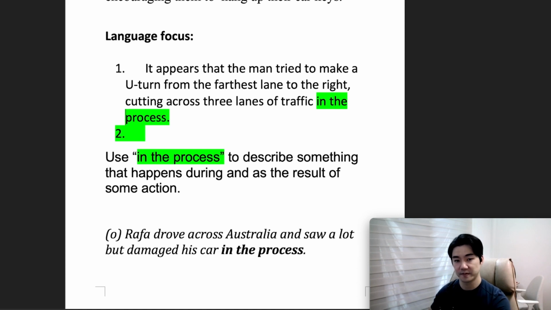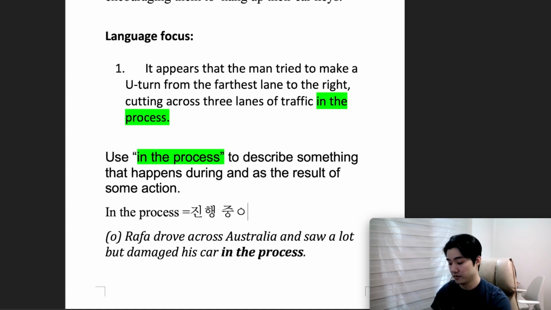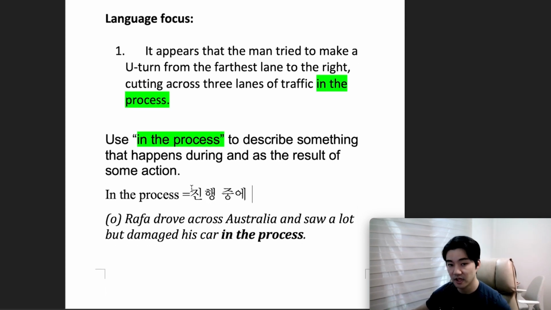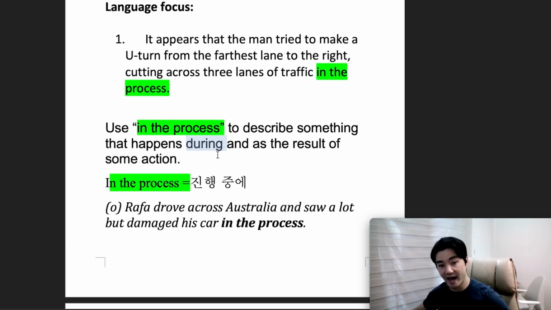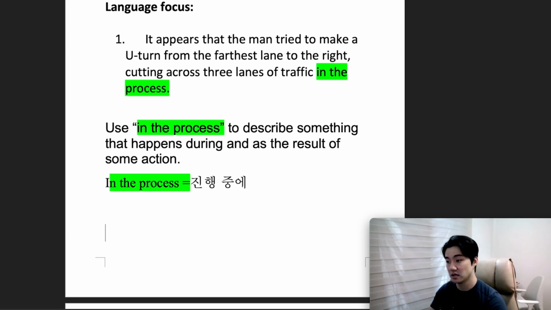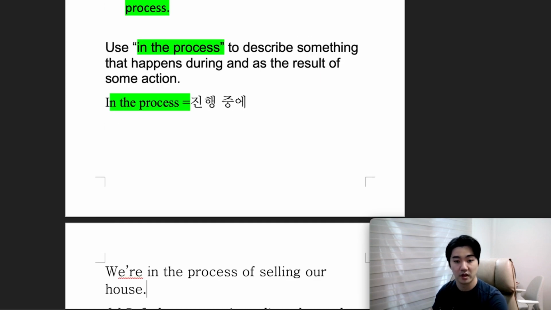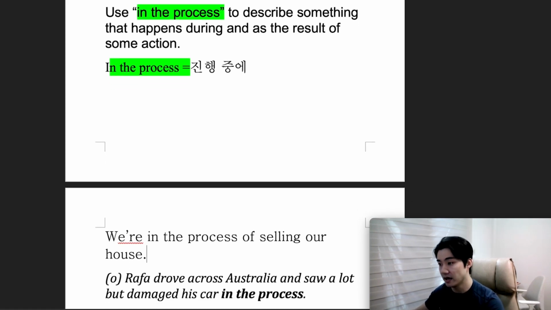In the process. Let me explain. So the best way to explain "in the process" is 진행 중. 진행 중에. In the process. So something that happens during and as a result of some action. A good example I could use is we're in the process of selling our house. We're in the process of selling our house.